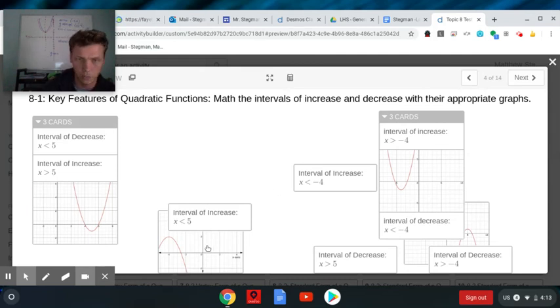I'm going to take a look at this one down here, if my mouse will move. It looks like here my axis of symmetry is -4, but on the left, we're going up. So when x is less than -4, I am increasing.